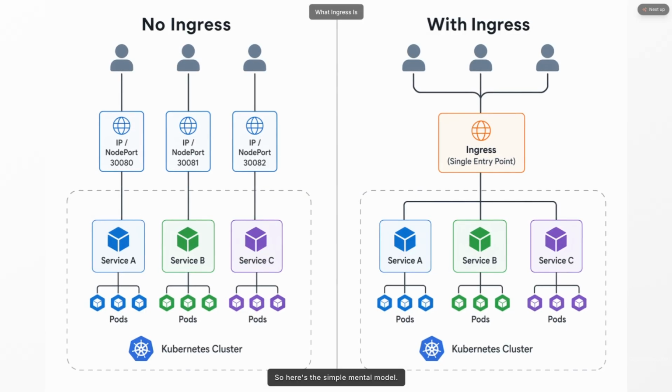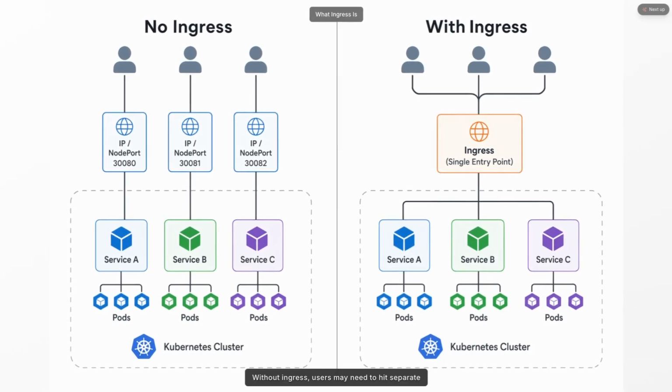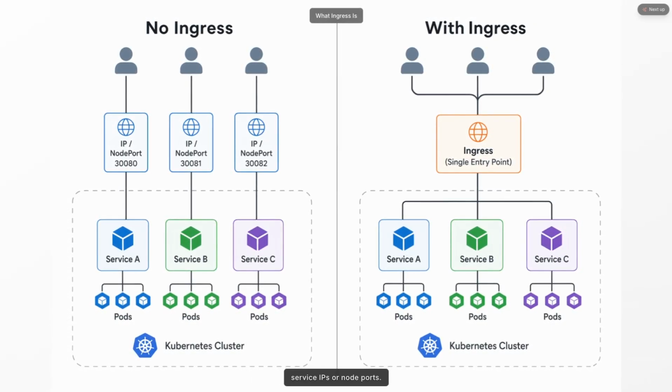So here's the simple mental model. Without Ingress, users may need to hit separate service IPs or node ports. With Ingress, you get one shared entry point, and that entry point can fan out to many different services. That's a lot cleaner to operate.